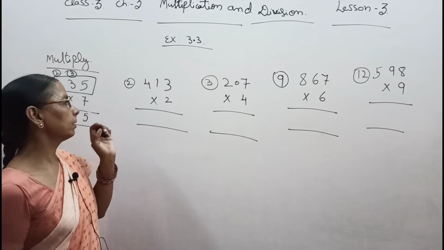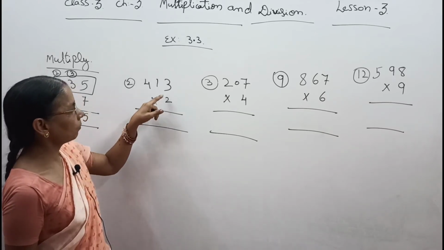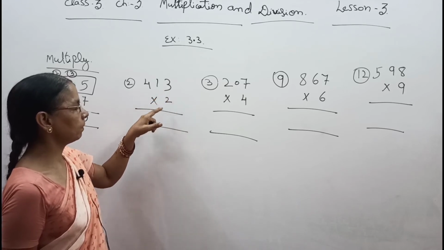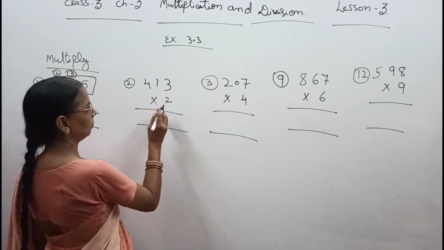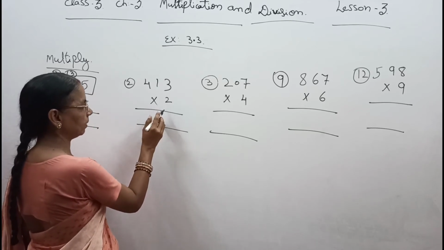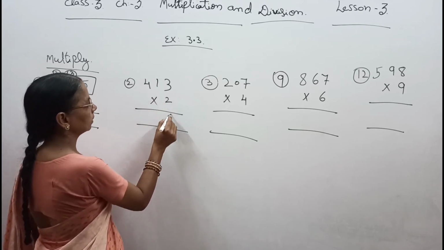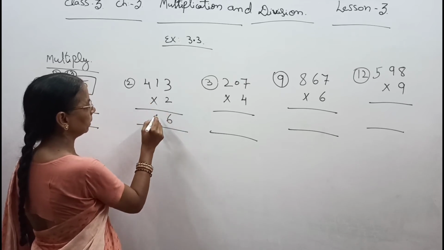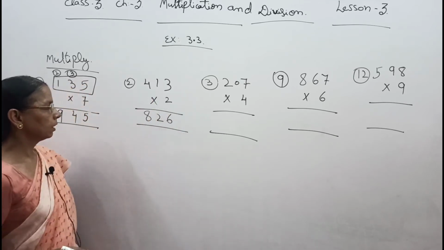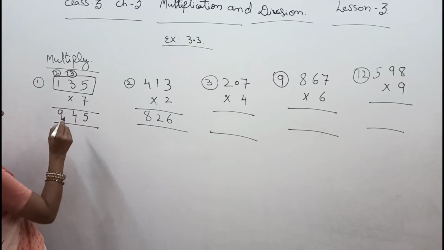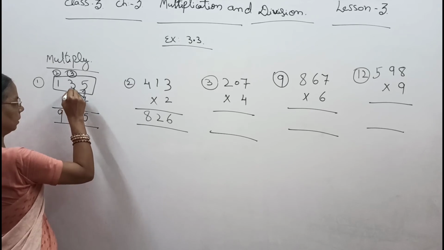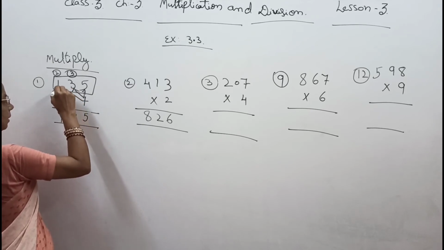Now the second one, here we have to multiply by 2. 413 is multiplied by 2. Then we go for table number 2, that is the second table. 2 3s are 6, 2 1s are 2, 2 4s are 8. Here we have to go for the ones place first, then the tens place, then the hundreds place.